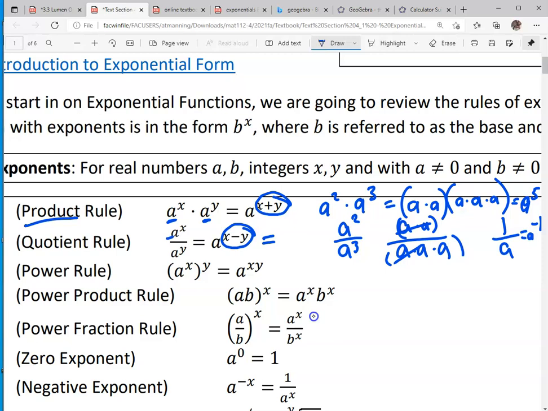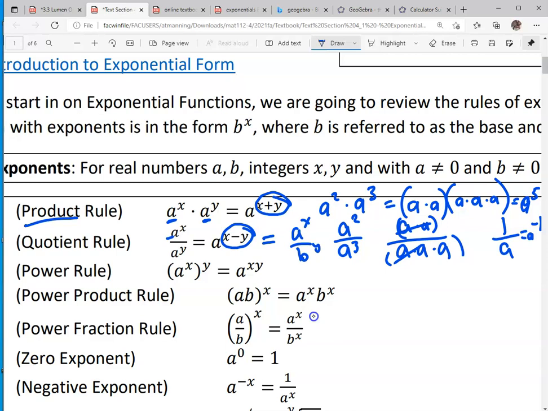A to the x over a to the y is not the same as a to the x over b to the y. I can't simplify a to the x over b to the y, because a and b are different numbers, so I can't do anything more with that. It's only when I have the same number to some power divided by the same number to some other power.